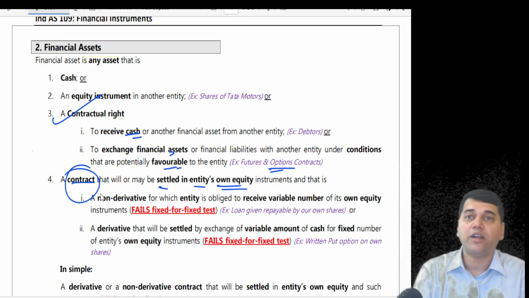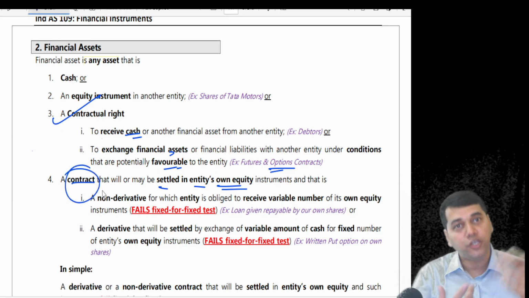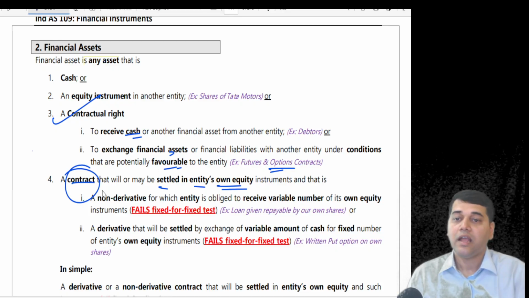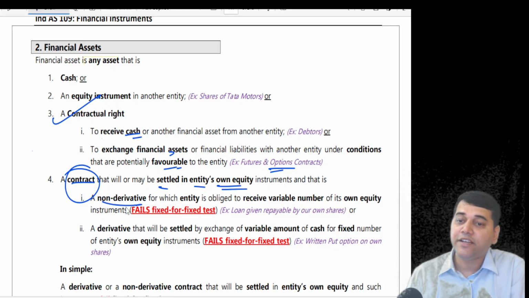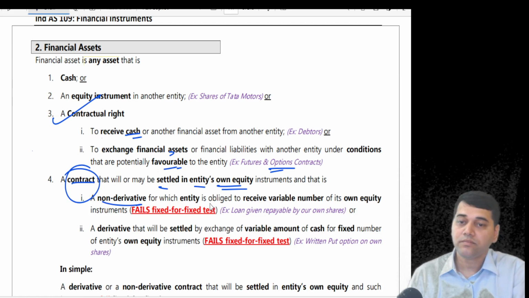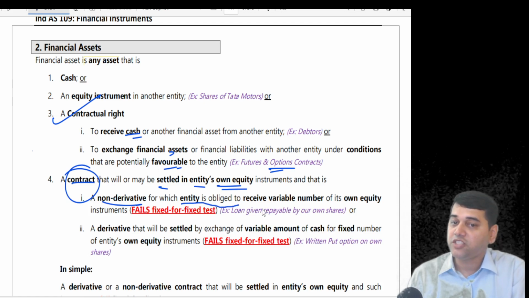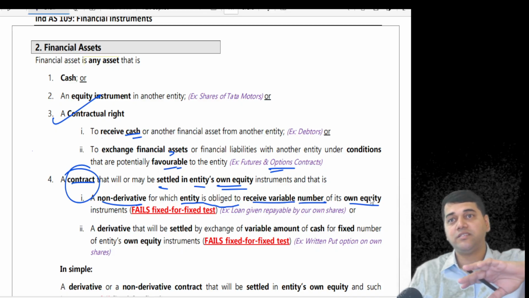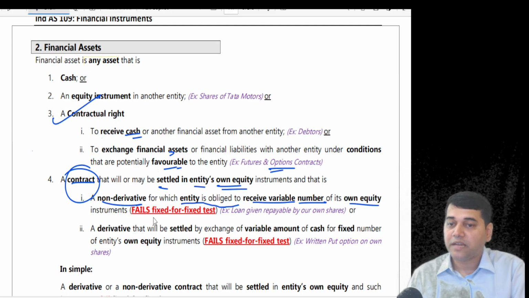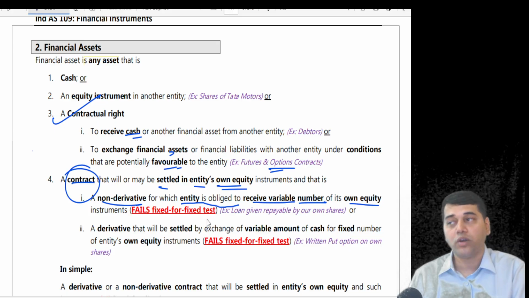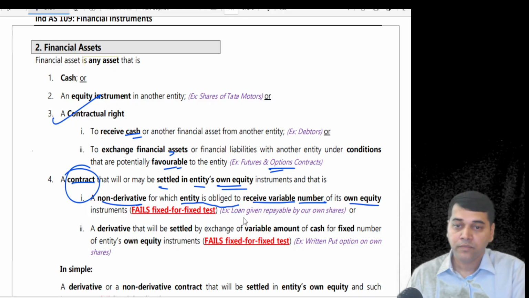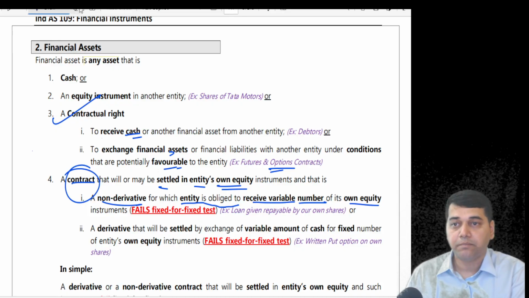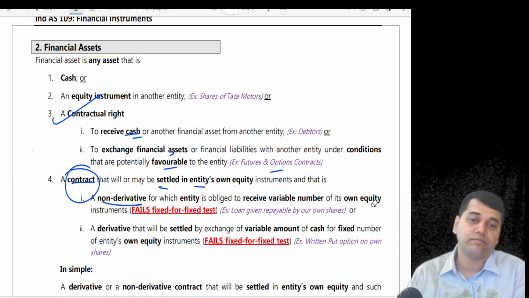Now you have got a contract where the settlement is going to happen in your equity shares, and that contract is a non-derivative contract where you have got an obligation to receive a variable number of own equity shares. That means it fails the fixed for fixed test. Now what is this test? We'll go further. Now, to give you an example, I have given a loan to someone.